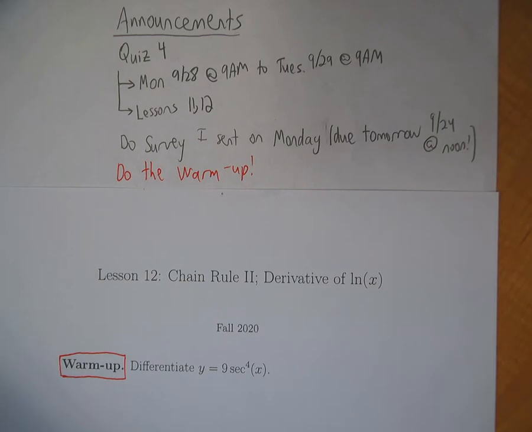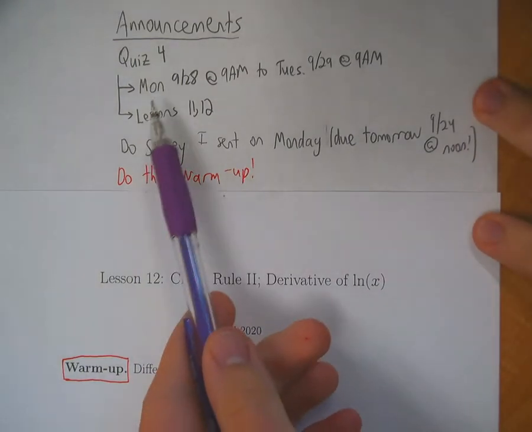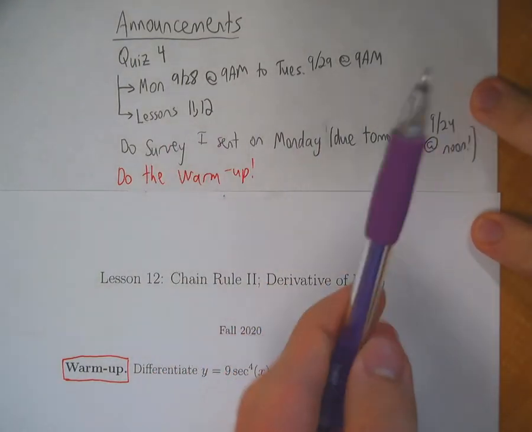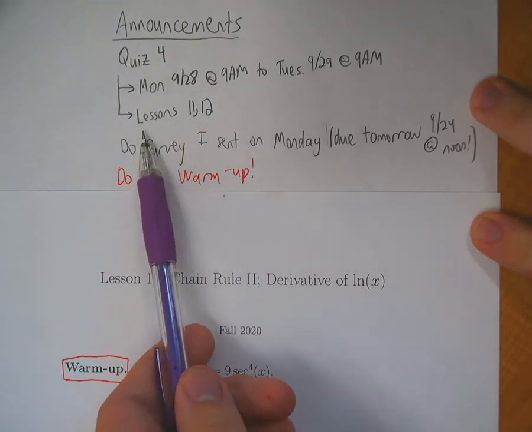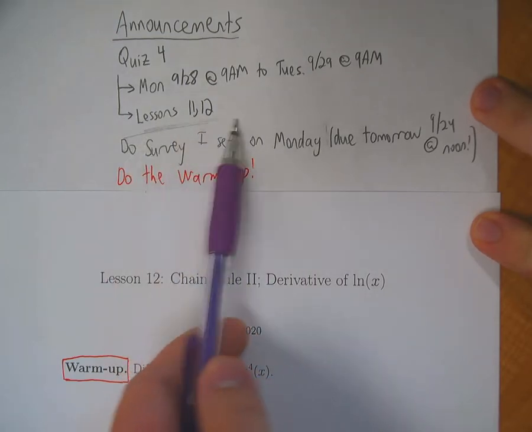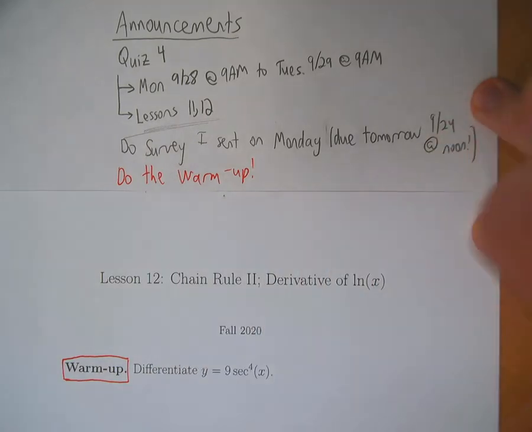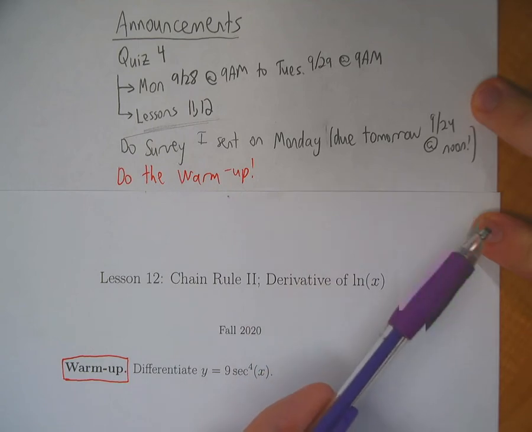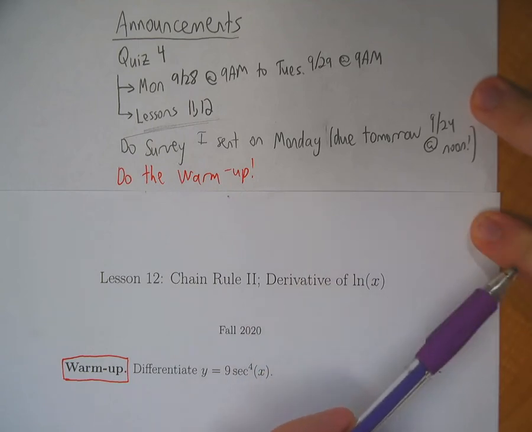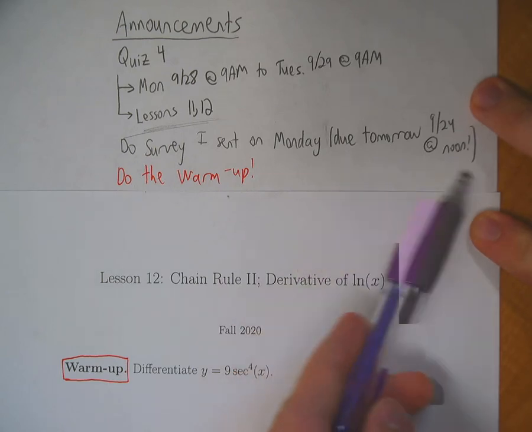Quiz 4 is going to be next Monday from 9 a.m. to next Tuesday at 9 a.m. So that's your 24-hour window. It covers lessons 11 and 12. The other thing is that I also have a survey that was sent out on Monday, and because I want to focus on finding ways to improve the lectures, I would like it to be due tomorrow at noon.